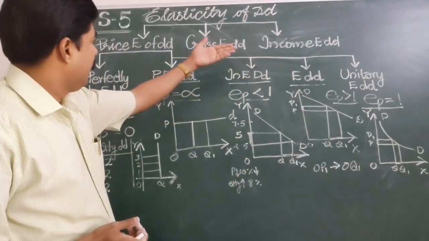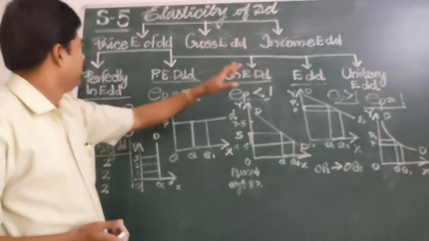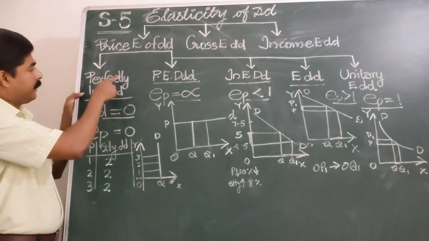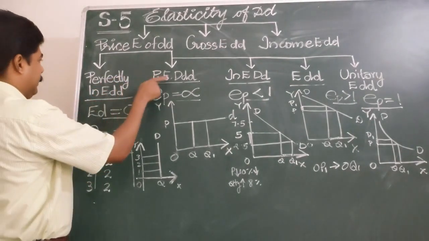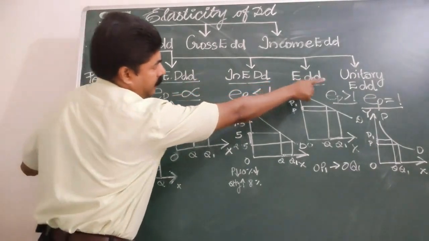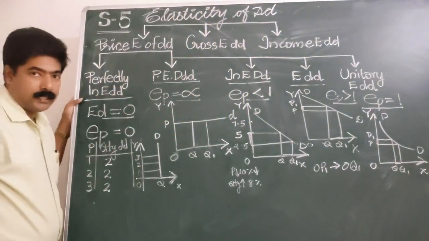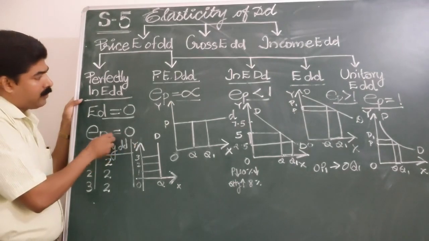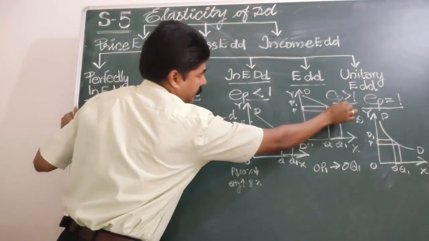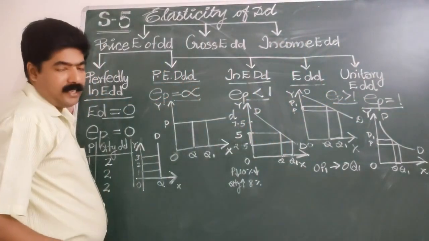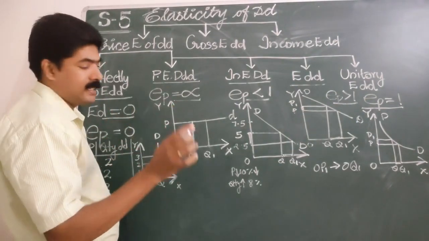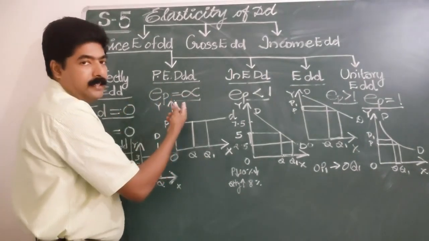Clear? So I have explained the 5 types of price elasticity of demand. These are, let me repeat: perfectly inelastic demand, perfectly elastic demand, inelastic demand, elastic demand, unitary elastic demand. The values are: elasticity equals 0, price elasticity is infinite, less than 1, greater than 1, equals 1. The numerical value of price elasticity of demand lies in the range between 0 to infinite.